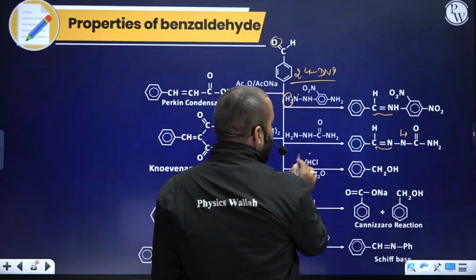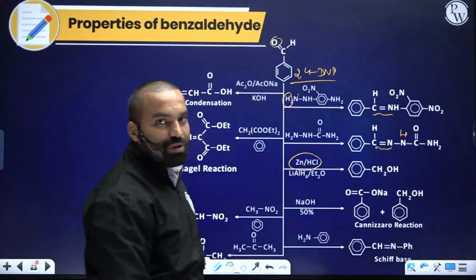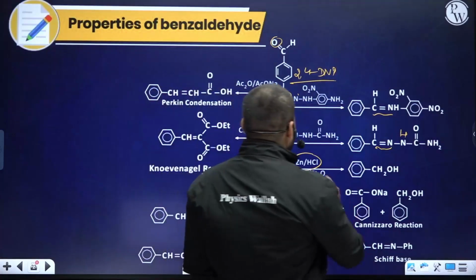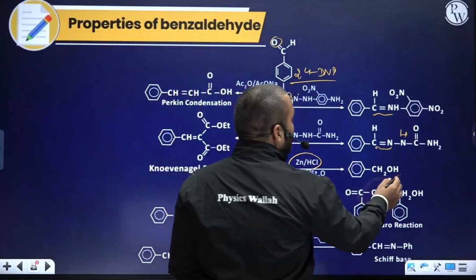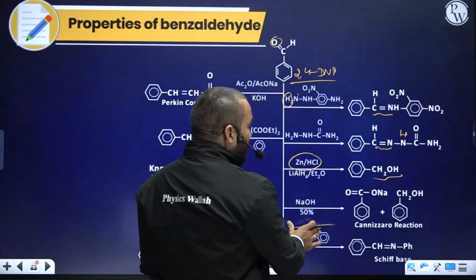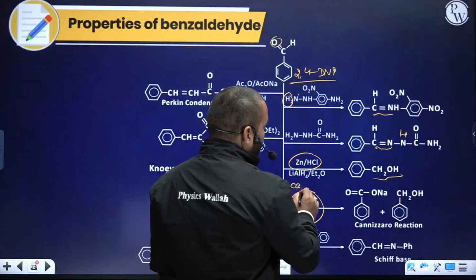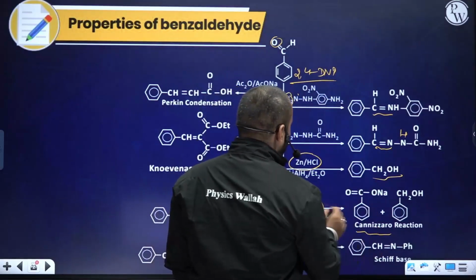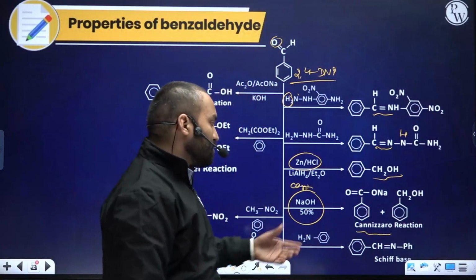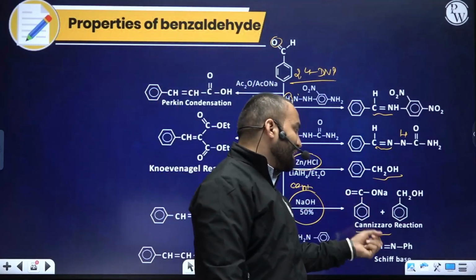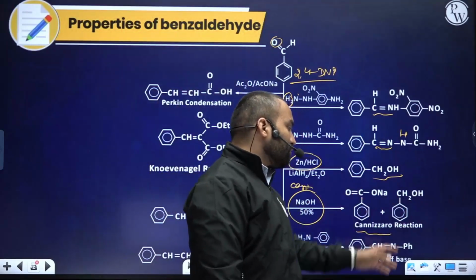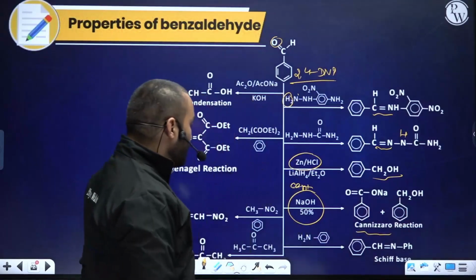Now this metal and HCl combination will generate nascent hydrogen that will be doing the reduction of benzaldehyde to form an alcohol. This is NaOH treatment that I was discussing, that's the Cannizzaro reaction. Name is written over here also, Cannizzaro reaction. So one molecule undergoes oxidation to form an acid, the other molecule undergoes reduction to form an alcohol. This is simple.